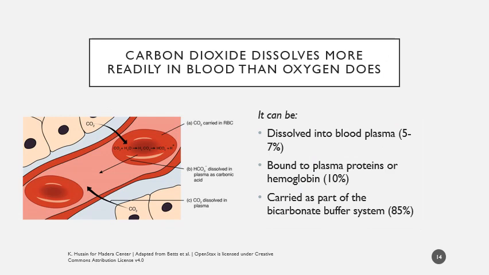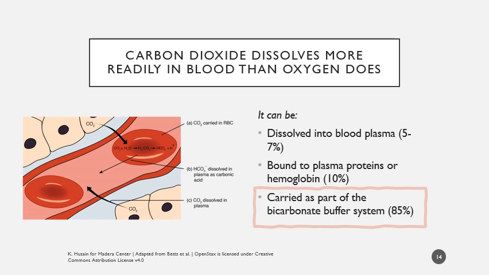So that was thinking about oxygen being carried by hemoglobin, but carbon dioxide does things a little bit differently. So it dissolves much more readily in the blood than oxygen does. That's how we start getting those chemical signals, this production of bicarbonate, and that's what we call the bicarbonate buffer system that changes the pH of the blood, and about 85% of carbon dioxide is actually carried as part of this bicarbonate buffer system. About 10% is bound to different plasma proteins or maybe hemoglobin if it's carbaminohemoglobin. The remaining 5 to 7% are just dissolved as gases into blood plasma.